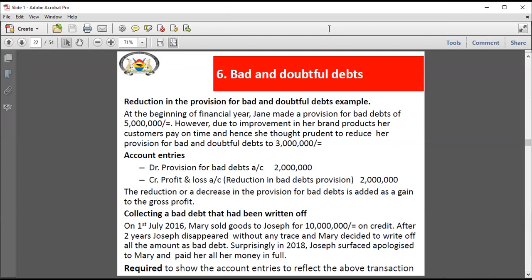So we have another example here where they're telling us that on 1st July 2016, Mary sold goods to Joseph for 10 million on credit. After 2 years, Joseph disappeared without trace, and Mary decided to write off the amount as a bad debt. Surprisingly, in 2018, Joseph surfaced, apologized to Mary, and paid her whole amount of money. Required, show the accounting entries for the above transaction.